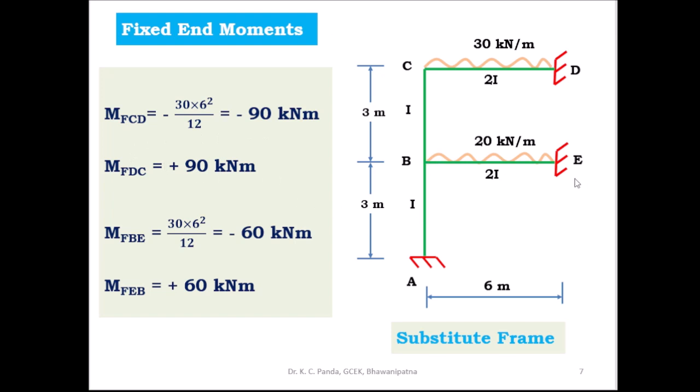Then take span BE and find the fixed end moments MFBE and MFEB. On the span BE there is a 20 kilonewton per meter load and the span is given 6 meter. So MFBE is equal to minus 20 into 6 square by 12, which is equal to minus 60 kilonewton meter. And MFEB is equal to plus 20 into 6 square by 12, which is equal to plus 60 kilonewton meter.